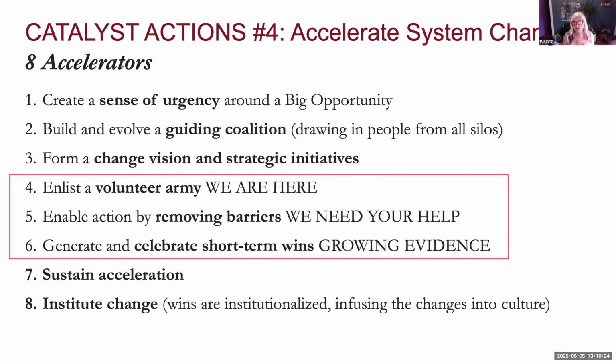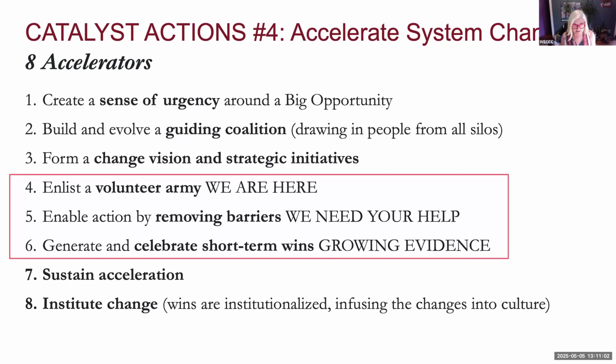So that's our change vision, the idea that people can be supported to be healthier and happier, and the strategic initiatives are the tools and the programs that we're working on right now. And now we're in that space of finding those followers, enlisting that volunteer army, and that's why you're an important part of our solution. Figuring out how to remove those barriers and advance those opportunities and do the research so that we can celebrate those short-term wins and build that evidence base.